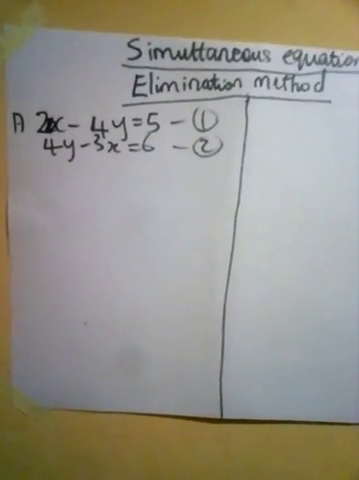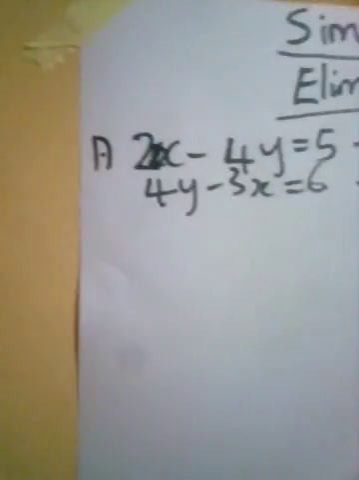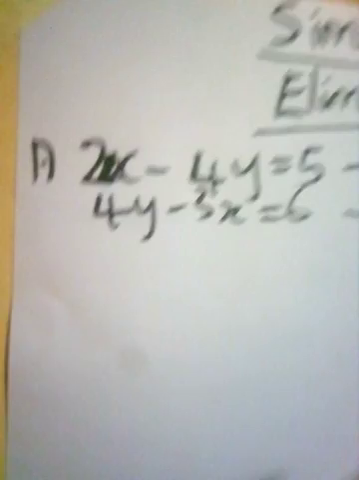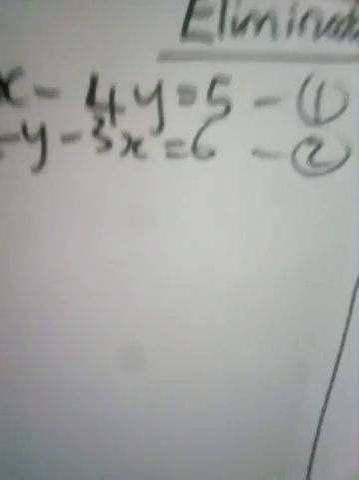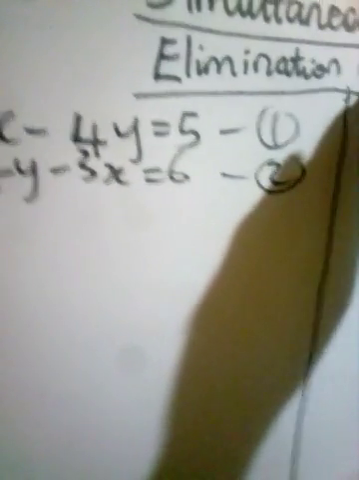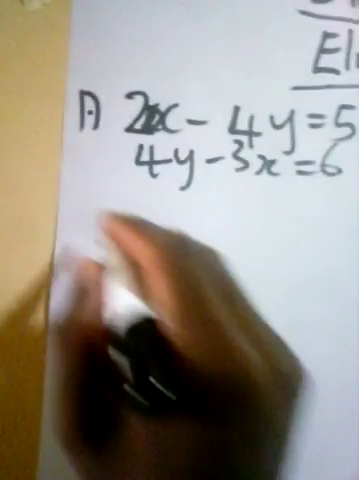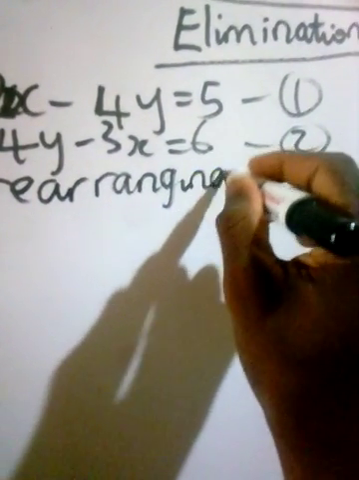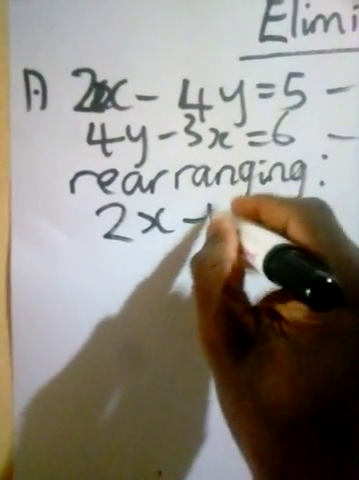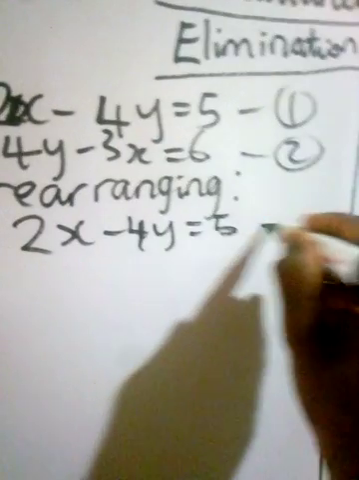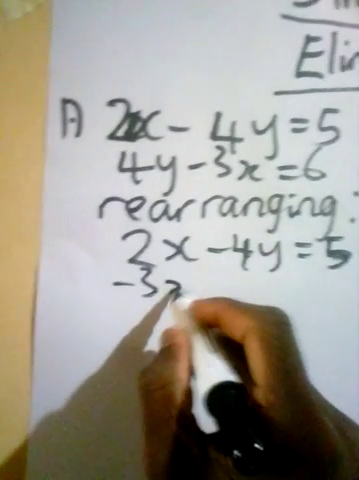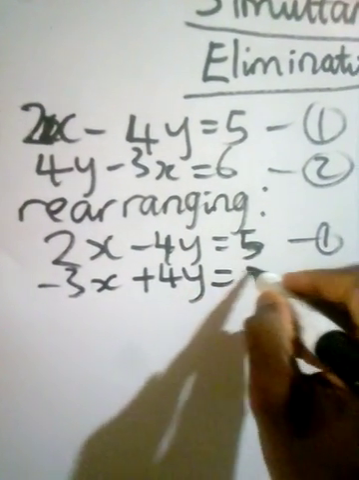Of all the methods, the shortest method is the elimination method, but it's short, but you have to be accurate. So moving on, I will have to rearrange this, because this is x, this is y, this is y, and this is x. So I have to move all my x to one point, and all my y to one point. From there, I will subtract or add the two equations depending on their signs. So rearranging, I have 2x minus 4y equal to 5 as my equation 1, and minus 3x, I just move this here and move this back, plus 4y is equal to 6.